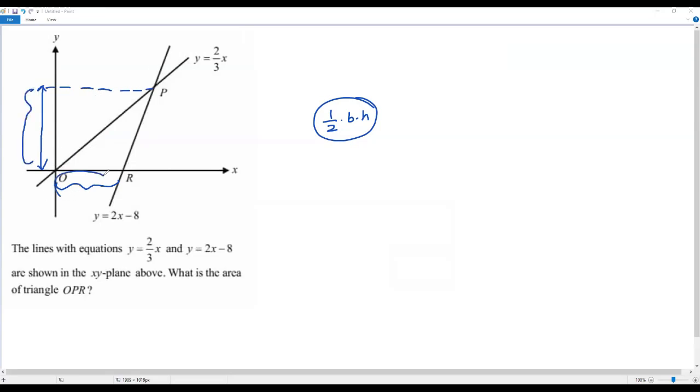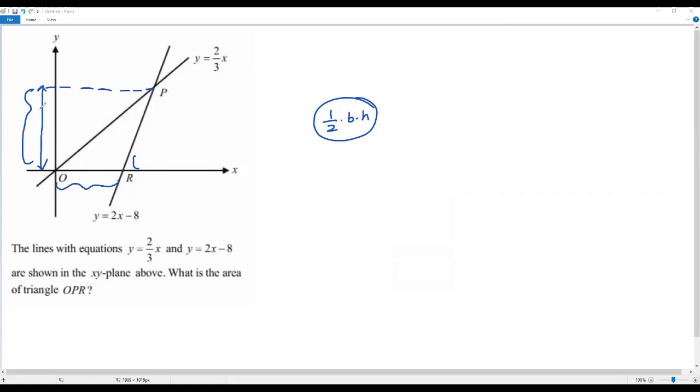Now to get the base of the triangle, I have to get the x-coordinate at the point R. So for example, if I get 6 as the x-coordinate at the point R, then we'll have the value 6 on the x-axis over here. Then the length of this line segment is 6. This is the base of the triangle. Just for an example I am saying 6, but I do not know it, I have to find it.